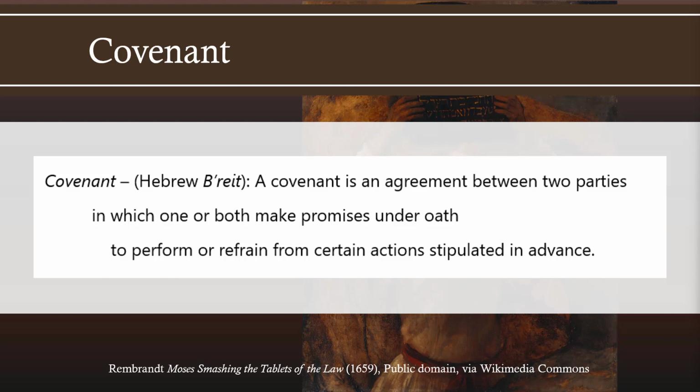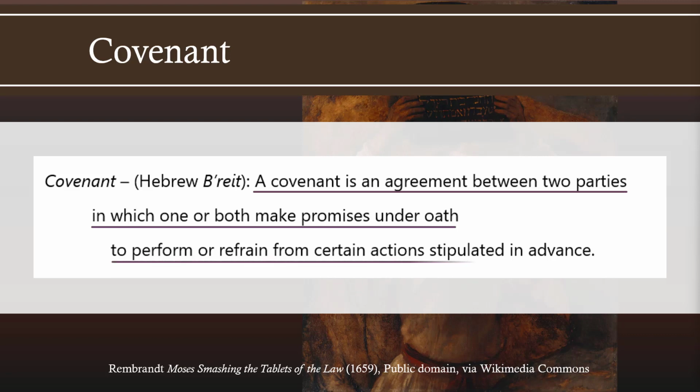So on your handout, the definition of covenant is an agreement between two parties. Okay, an agreement between two parties in which one or both make promises under an oath to perform or refrain from certain actions stipulated in advance. And so there are some important pieces to that, right? It's an agreement between two parties.